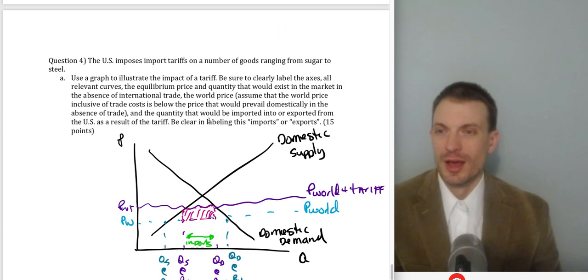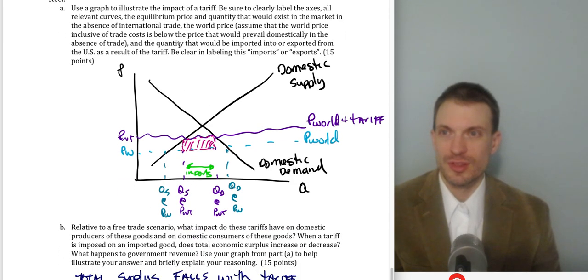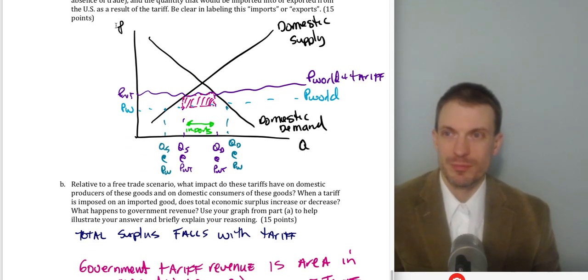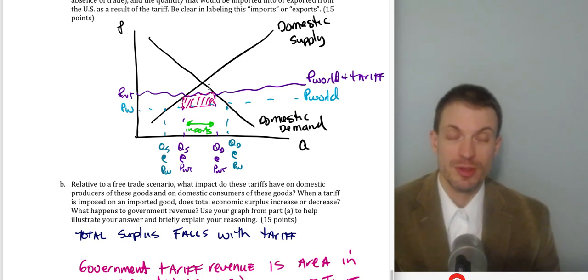Okay, so the U.S. imposes tariffs on a number of goods. Use the graph to illustrate the impact of a tariff, label axes, and so on and so forth. Label imports and exports. All right, so here's my price axis on the vertical, quantity is on the horizontal. Here's my domestic demand, here's my domestic supply. I've drawn in a generic world price. Because the world price is below the equilibrium, this tells us that the rest of the world has a comparative advantage. We lack a comparative advantage, so we can benefit from importing.